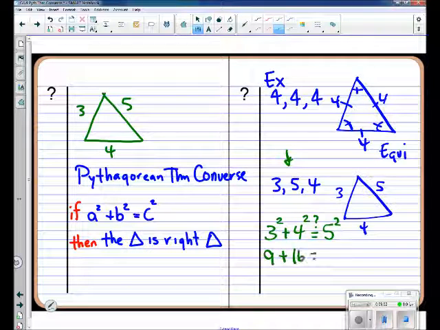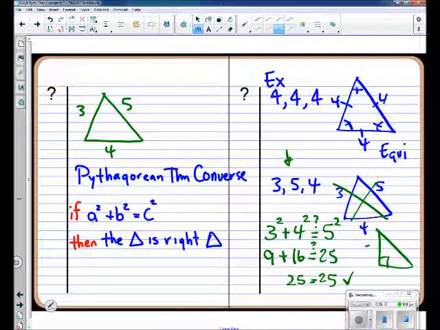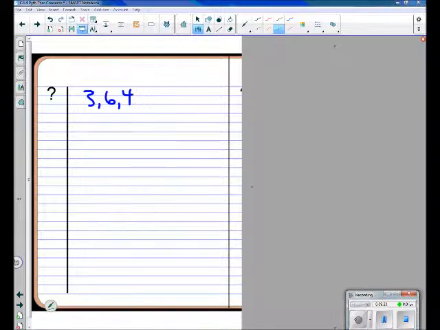So I have 9 plus 16 equals 25 with a question mark. And then we have 25 equals 25. And that's a true statement. That means that this actually is a right triangle. I didn't draw that very good. It's like this. Here's my right triangle, 3, 4, and then 5 has to be over on the C side.